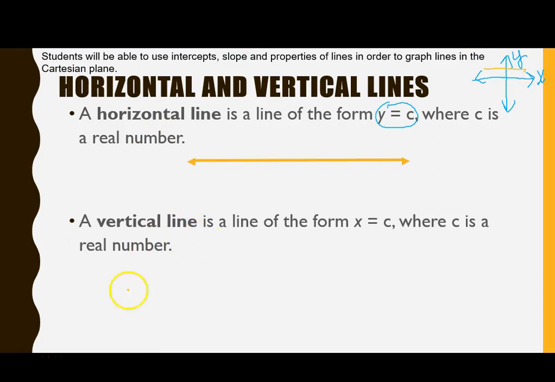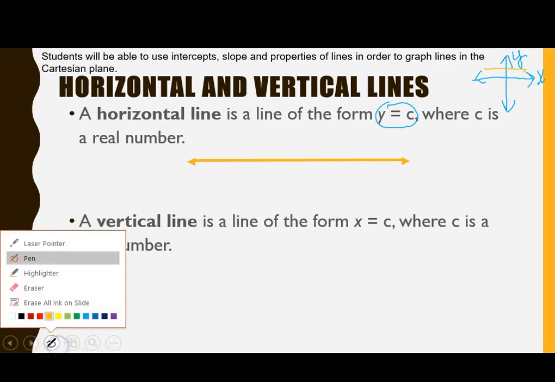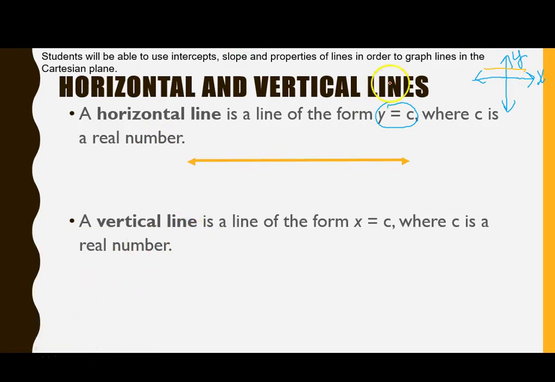A vertical line is of the form x equals c. Why is it x equals? Well, it's x equals because it's going to be parallel to the y-axis, and it's going to cross the x-axis. So it's going to look like that, and it's got to go through the x-axis. So that's why it's always x equals a number.